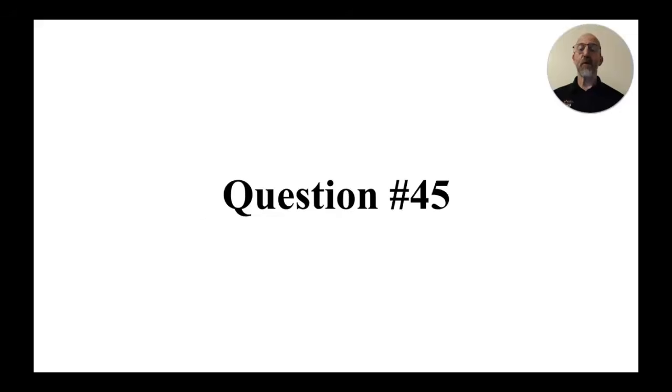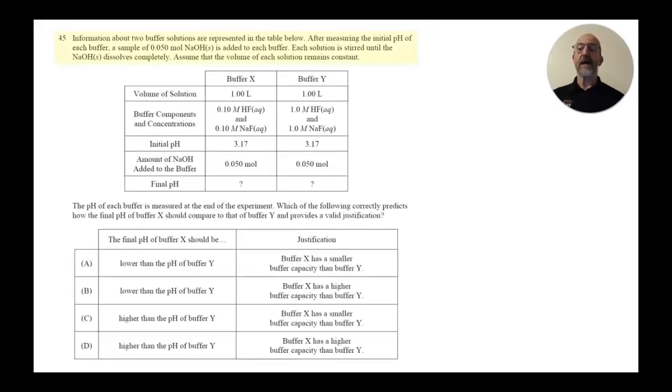In question 45, it says, information about 2 buffer solutions are represented in the table below. After measuring the initial pH of each buffer, a sample of 0.050 mole of solid sodium hydroxide is added to each buffer. Each solution is stirred until the sodium hydroxide dissolves completely. Assume that the volume of each solution remains constant. So I see buffer X and buffer Y.